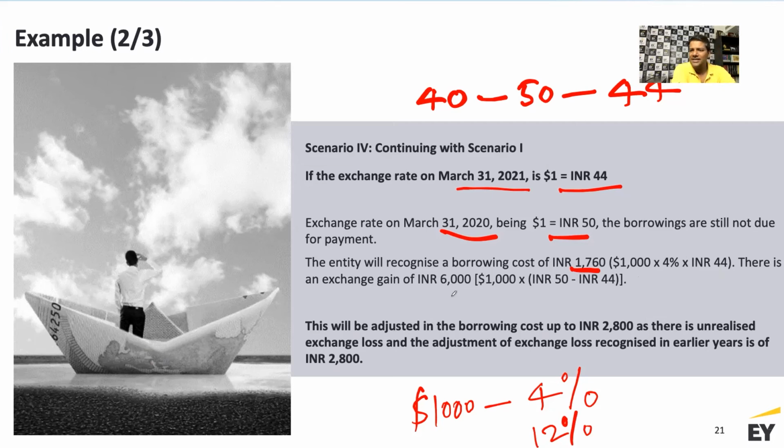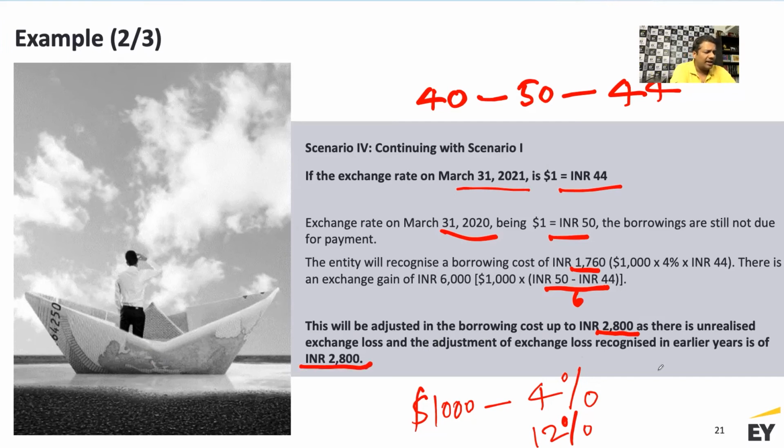There's an exchange gain of how much? 6000, which is nothing but 50 minus 44, which is 6 rupees on $1000. 6 into 1000 is 6000. This says a 6000 of exchange gain, and there's a 1760 of interest cost. Remember how much I was allowed to capitalize on account of exchange loss was 2800, right? This will be adjusted in the borrowing cost up to INR 2800, as there is unrealized exchange loss, and the adjustment of exchange loss recognized in the earlier year is of INR 2800.